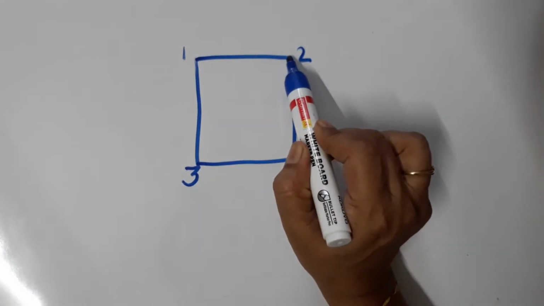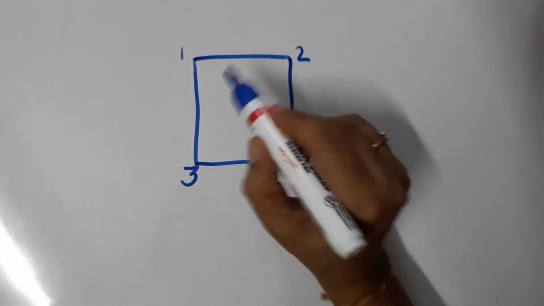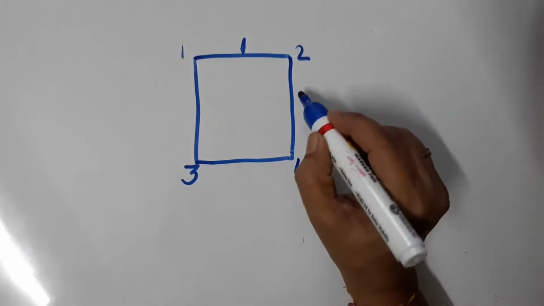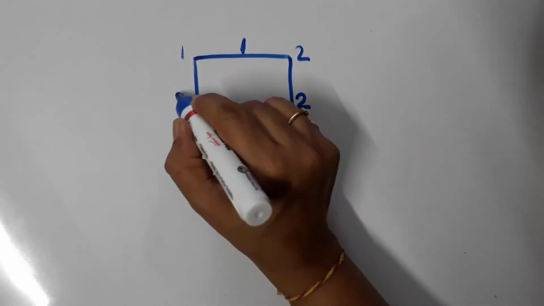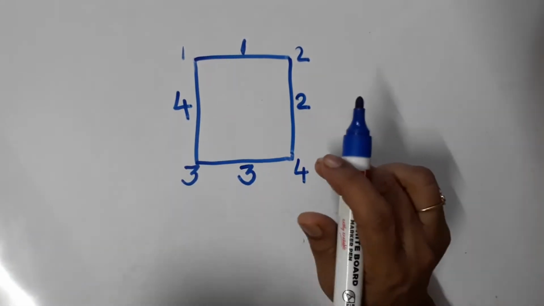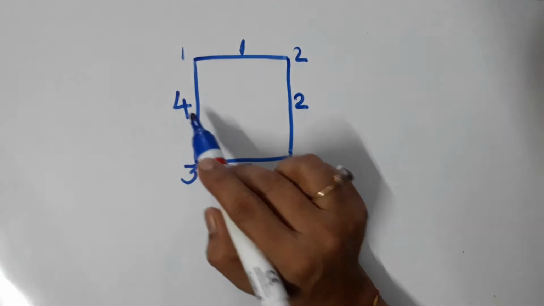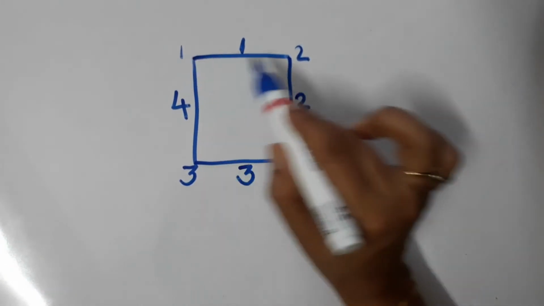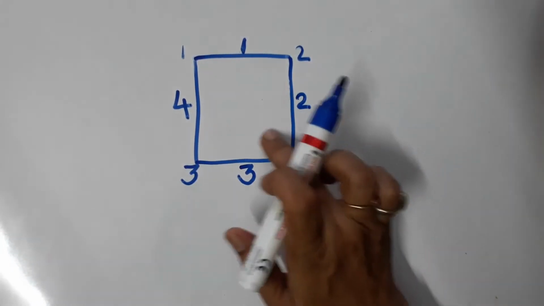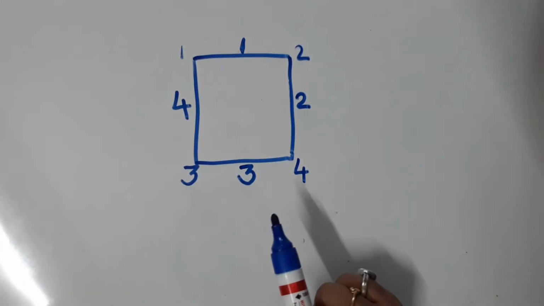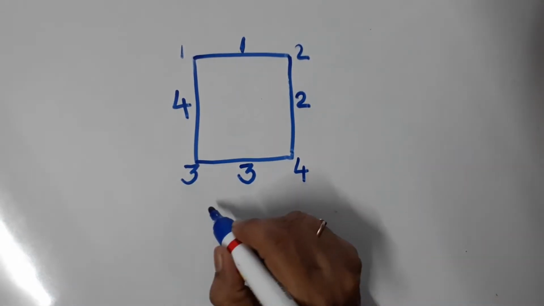A square shape has 4 corners and 4 sides. These are a square's sides. Look, side number 1, side number 2, side number 3 and side number 4. A square has 4 sides and 4 corners. Okay? All sides are equal. Square.